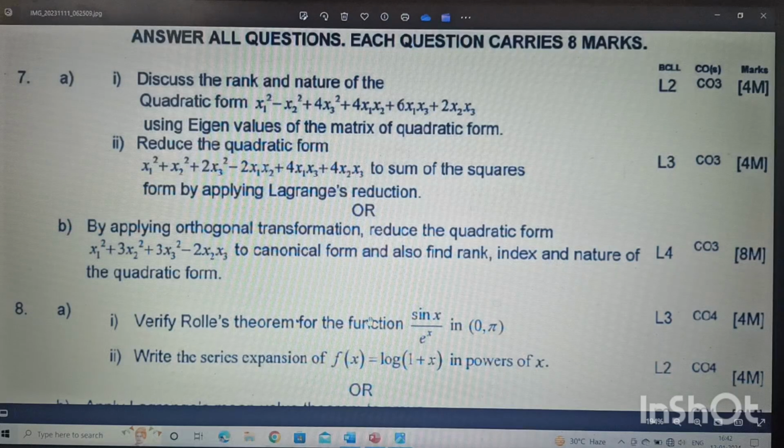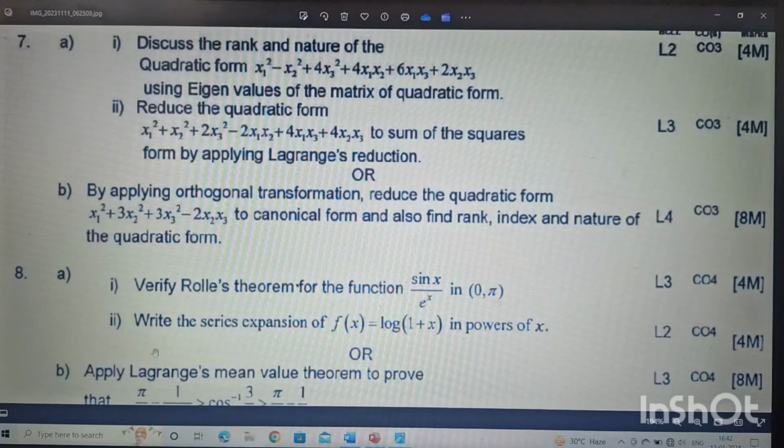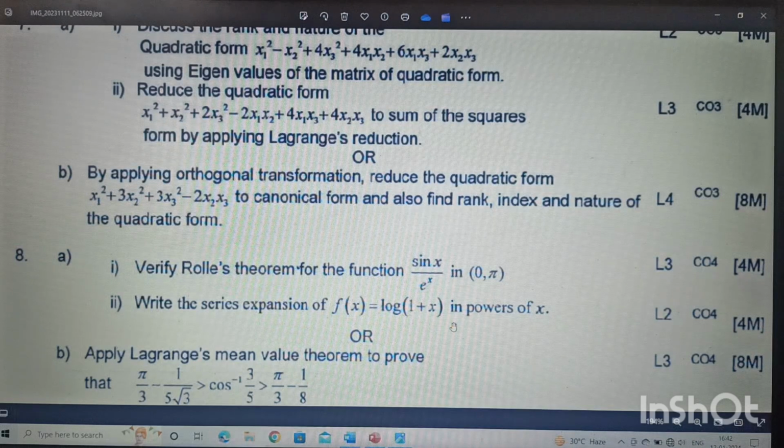So this is also given in the important question only. Okay, now already I told in the class. And second question here, write the series of f of x is equal log of 1 plus x in powers of x. This is also question, same question will come in mid 2 and last year.